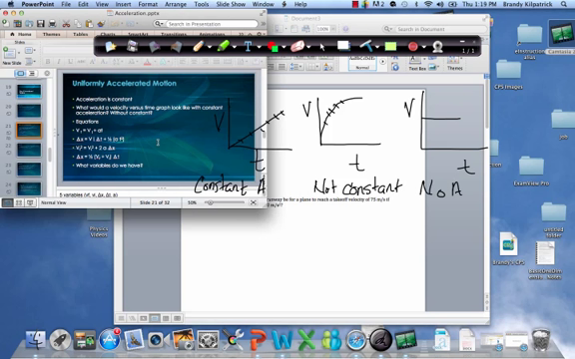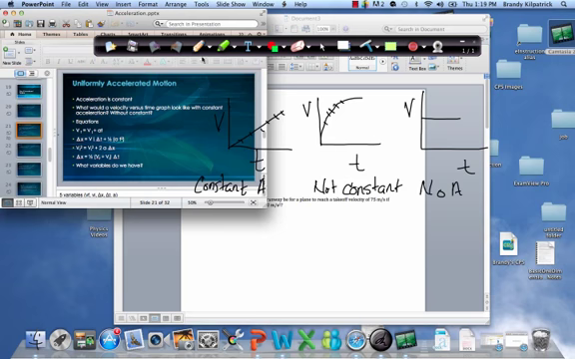We're going to look at 4 new equations. So here are our new equations right here. VF is equal to VI plus AT, and then so on. We have 4 equations. We only knew 3 equations before this.